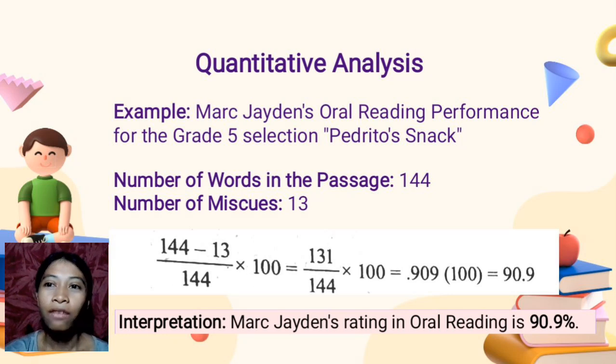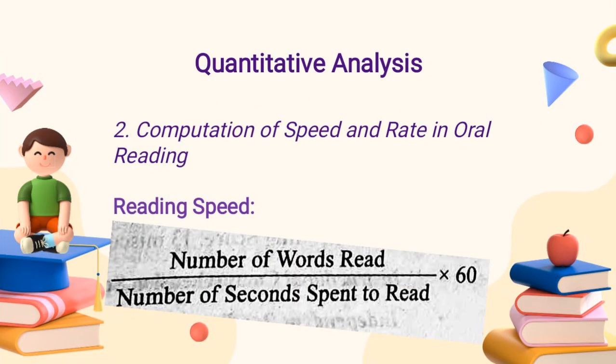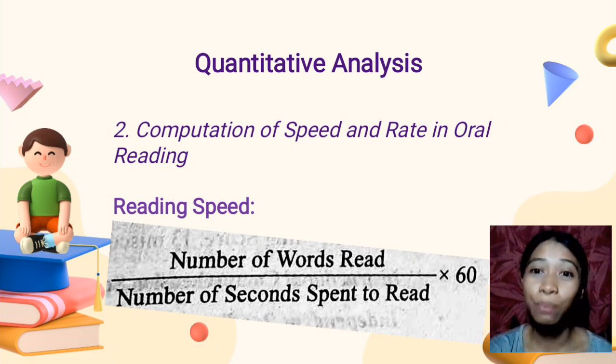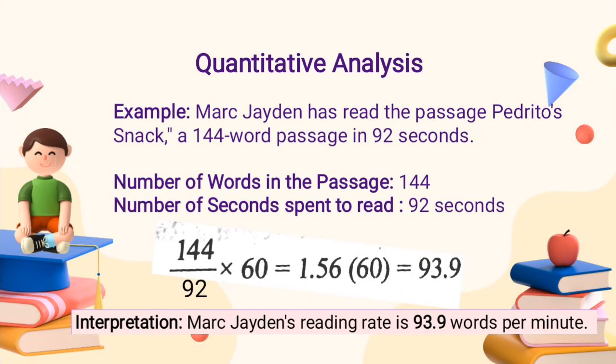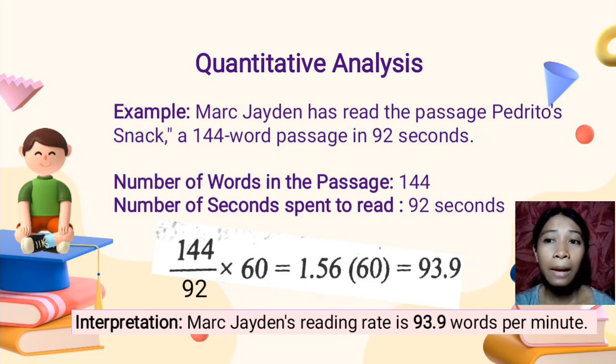For example, if the passage has 144 words and the student made certain miscues, their accuracy would be about 90.9%. Second, reading speed. Divide the total number of words by the number of seconds spent to read, then multiply it by 60. For example, if the same passage took 92 seconds, the speed would be 93.9 words per minute.